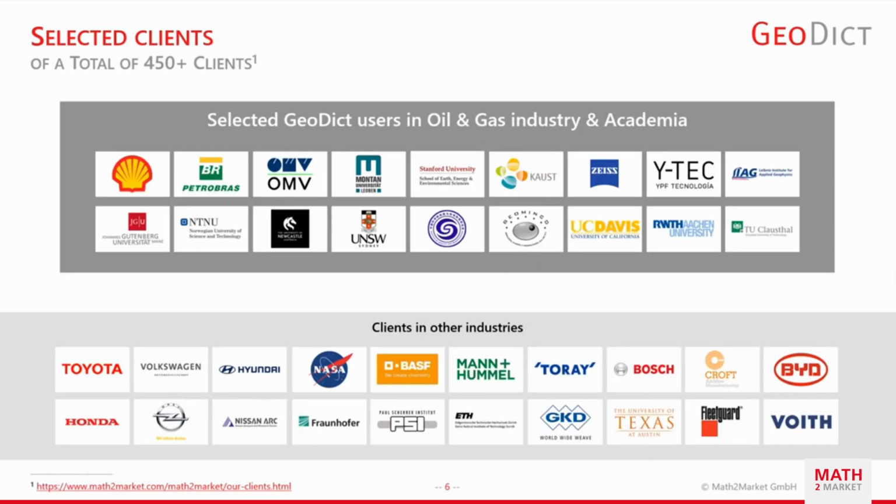To give you a reference on whom we are working with, we may not show all of the users of GeoDict, but here's a selection. So you see prominent names like Shell, Petrobras, OMV, you can see YPF. There's also Stanford University, and there's a lot more spread across the entire world. There are also large companies in other industries that you might have seen already in today's session. There's the automobile industry, there's battery manufacturers, there's the filtration industry, and a lot more.